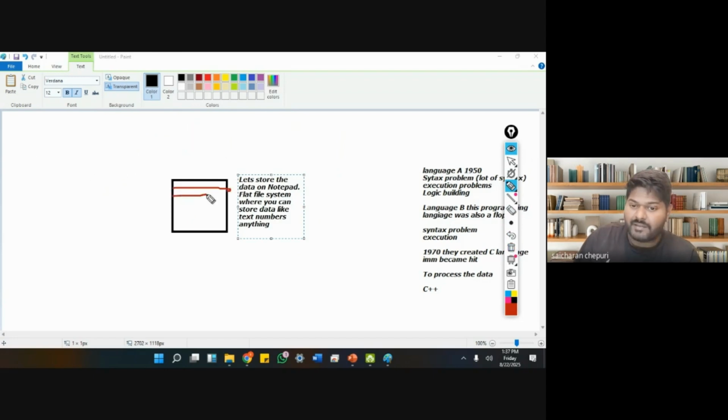Not only size problem, not only security problem. If there are millions of rows, how will you be able to retrieve the data faster, right? If you want to go to, let's say, 1948, this is the row number, and you want to go to row 1948, how will you go? You have to go 1, 2, 3, 4, 5, 6, 7. You have to manually go to that row and then retrieve the data and the information associated with that row.